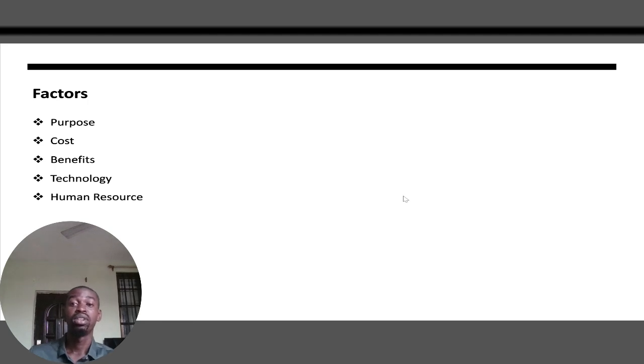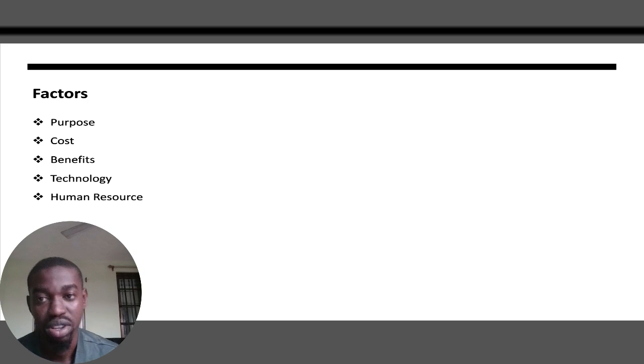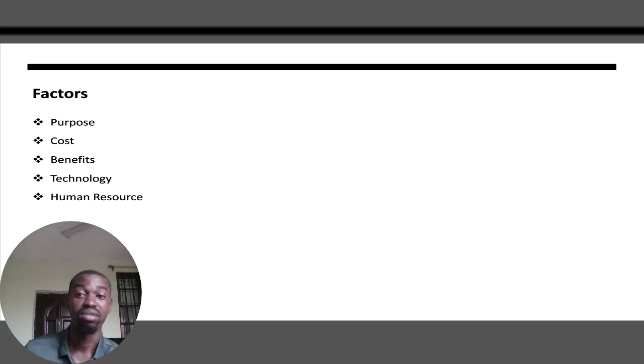Now, with software development, there are certain things that you want to look at. That is the purpose of the product. What is your software product going to solve? What is the purpose? Why are you doing it? What do you intend to use the software product for? Those are the questions you should ask yourself. That should be asked, right? When you want to develop a product.